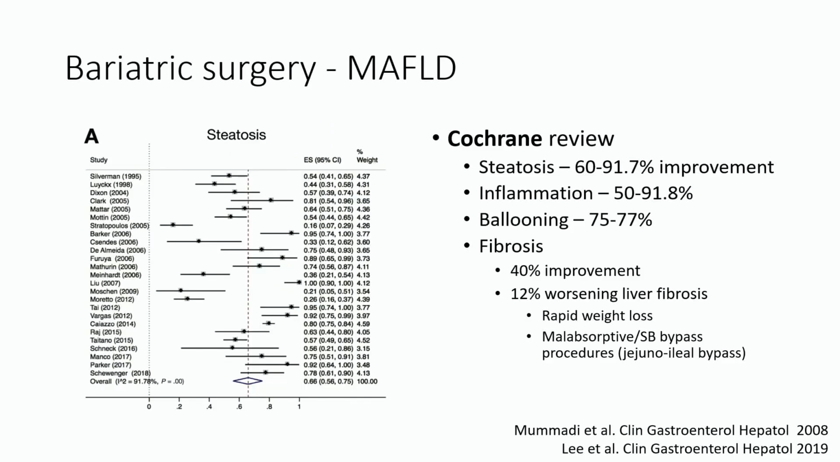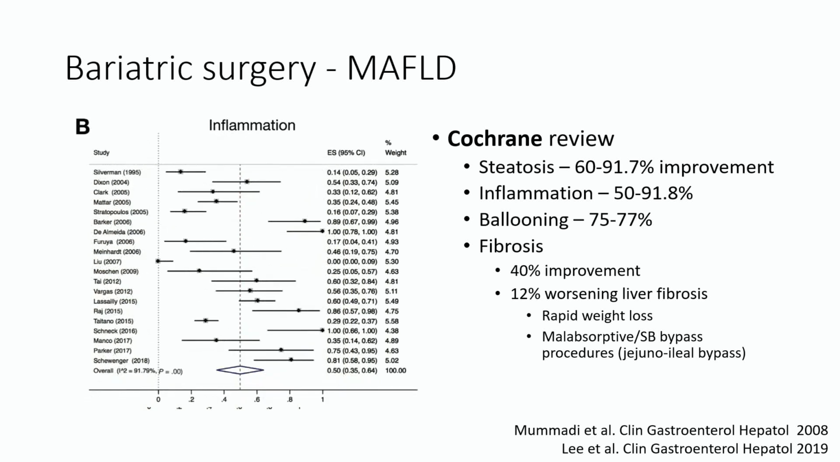One, because that's where most of our data exists, and two, we're obviously most interested in it here at this conference. So here's a Cochrane review looking at a huge number of patients and looking at the different histological changes in terms of MAFLD. We look at steatosis demonstrating 60 to 91% depending on which kind of study they reviewed, 50 to 91% change in inflammation, 75 to 77% of ballooning. Remember, that's one of the histological changes in NASH. And in terms of fibrosis, up to 40% of improvement.